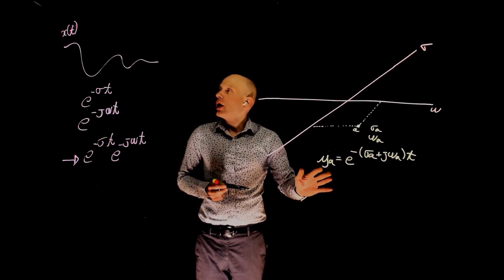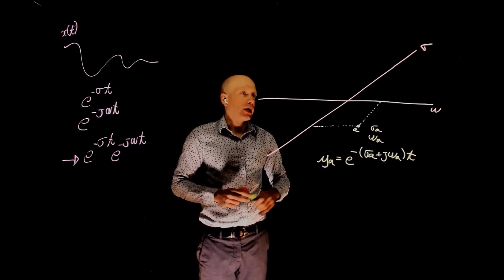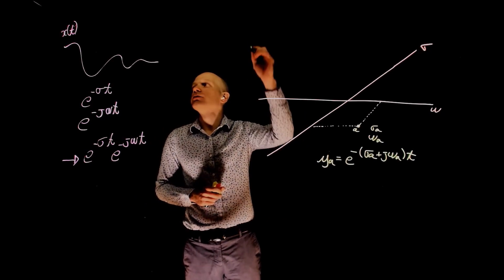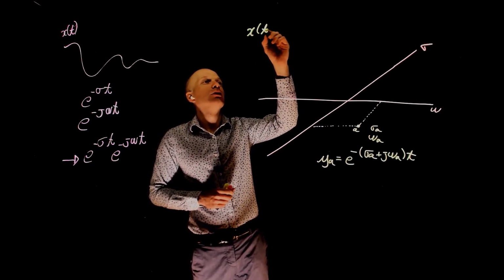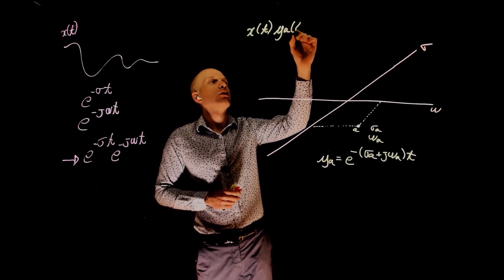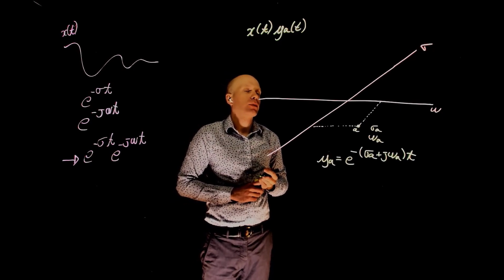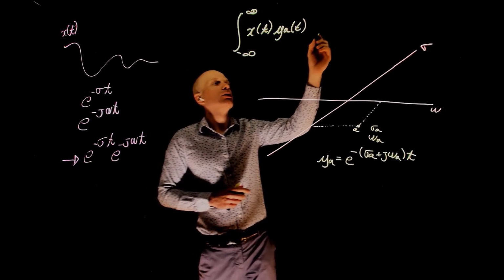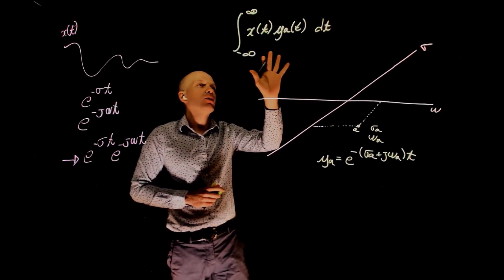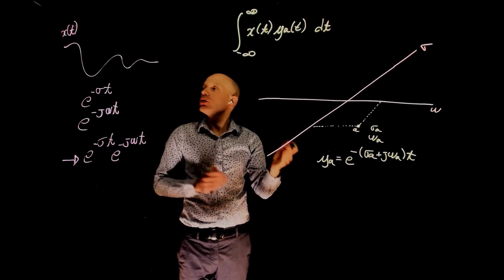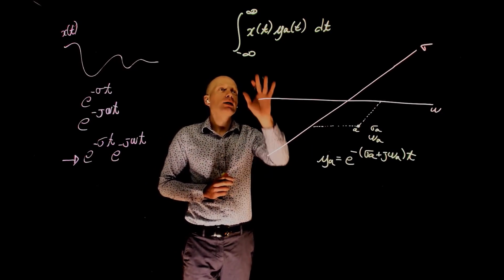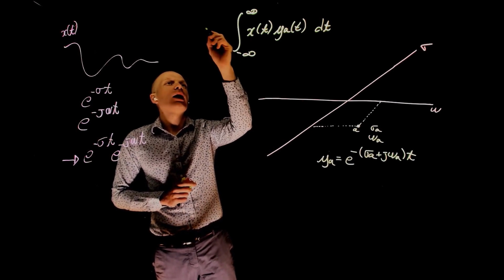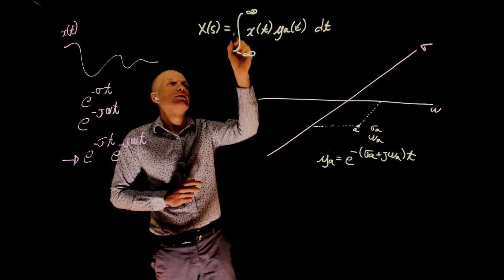Now we need to compare YA with X. How do we do that? That's where the integral comes in. If you now multiply these two signals, x of t and YA of t, and take the integral from negative infinity to infinity dt, this is a way to calculate how close these two signals are. Let's call the solution to this expression x of s.